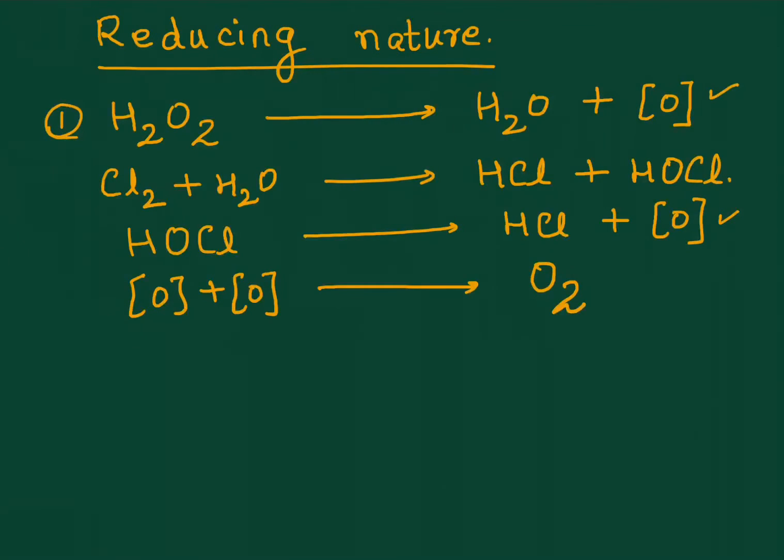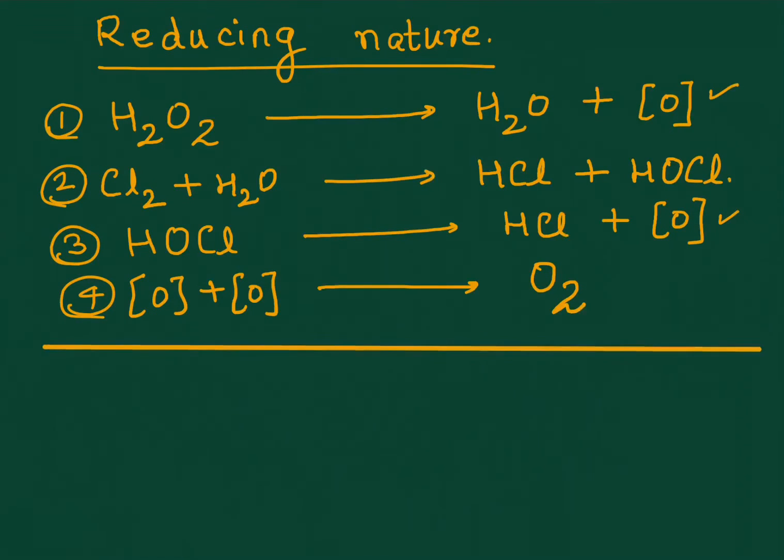How many partial equations have I got? 1, 2, 3, and 4. But they are all easy. They help me to understand. Next step, I'm going to balance each one of them. Balanced. This one, balanced. This one, balanced. Balanced. So what's our next step? Add them up. Nullify the nascent oxygen and add them up. 2 nascent oxygen generated, 2 nascent oxygen used up. HOCl generated, HOCl used up.